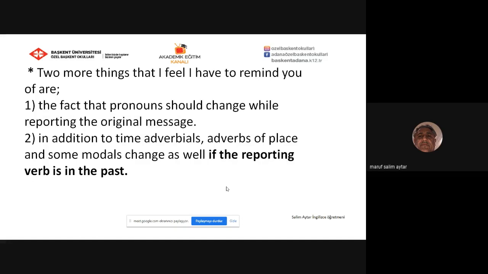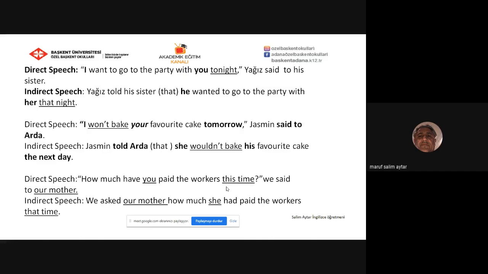Two more things that I feel I have to remind you of are the fact that pronouns should change while reporting the original message. In addition to time adverbials, adverbs of place in some models change as well if the reporting verb is in the past. Let's have a look at the given examples here.